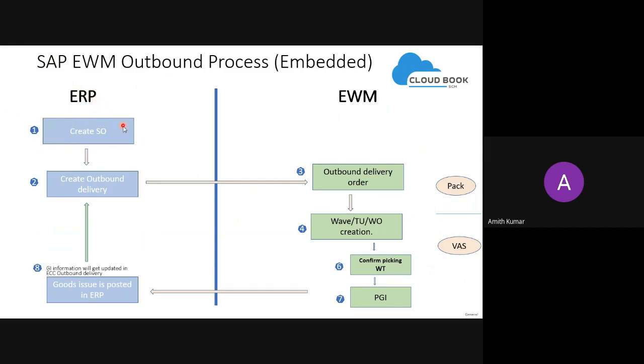Then, using the sales order, we need to create the outbound delivery document. The outbound delivery will have all the information, like which product needs to be shipped to which customer, what quantity needs to be shipped, when it needs to be shipped, what the route will be, and what the transit days are. That will be created in the ERP system. Once the outbound delivery is created, it will be transmitted to EWM. Now the role of the EWM consultant starts.